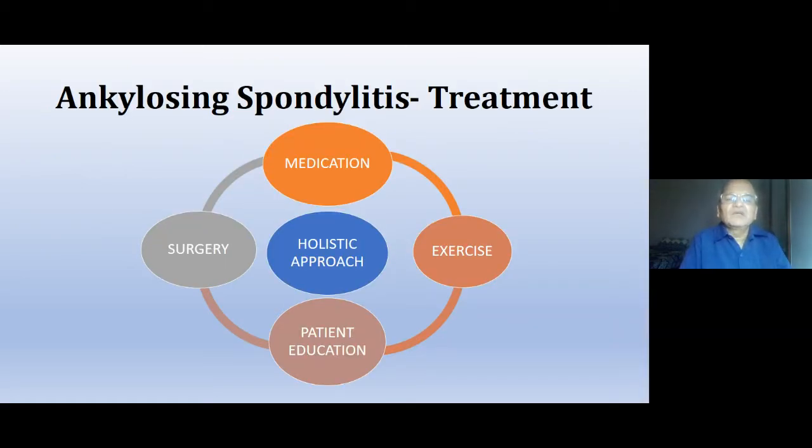So the treatment of ankylosing spondylitis is a holistic approach. Every low back pain should have a holistic approach in treatment. You give medications to reduce the pain and inflammation. Then you give medications to arrest the disease process. You have very important physiotherapy exercise. You educate the patient regarding the chronic nature of the disease. And occasionally we have to take them to surgery, especially a hip replacement or correction of a kyphosis in the spine.